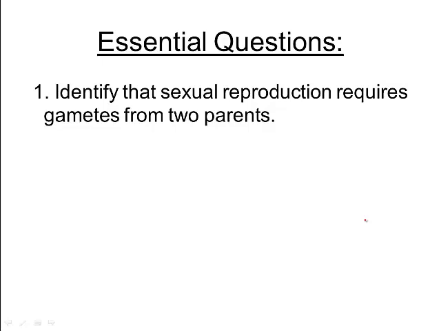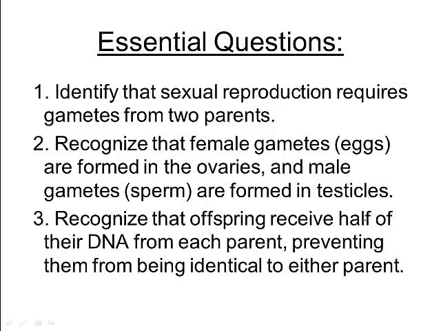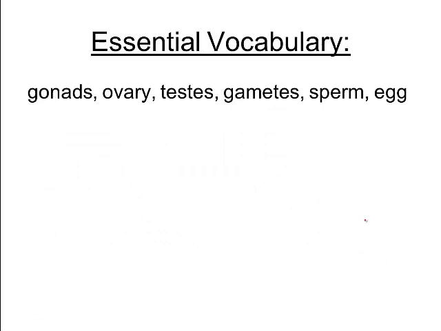We're going to recognize that the female gametes, eggs, are formed in the ovaries, and the sperm from males are formed in the testicles. Okay, and we're going to recognize that offspring are going to get half of their DNA from each parent, and that prevents them from being identical to either parent. So that's related to what we have recently talked about. Okay, so here's some of the words that we're going to see within here.